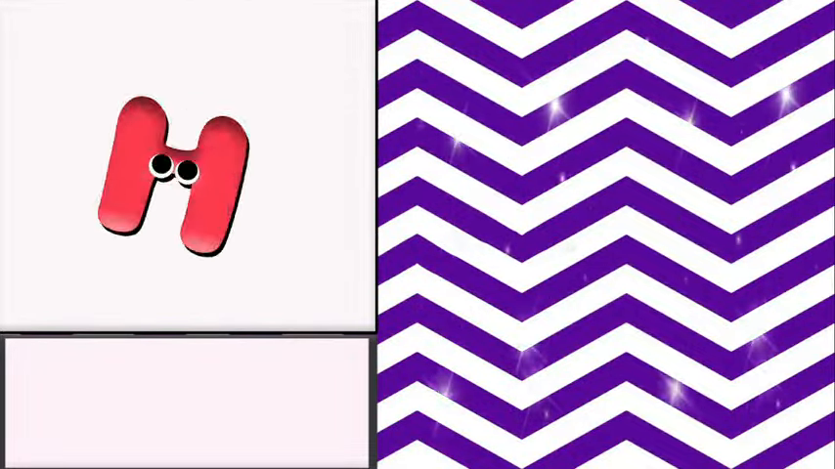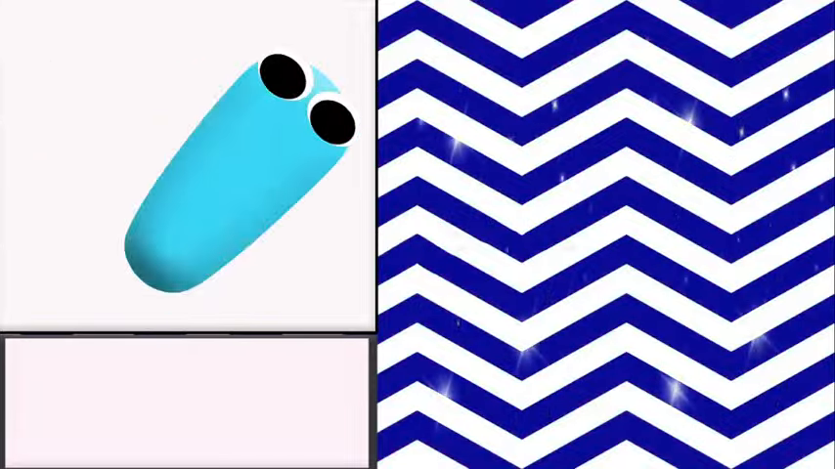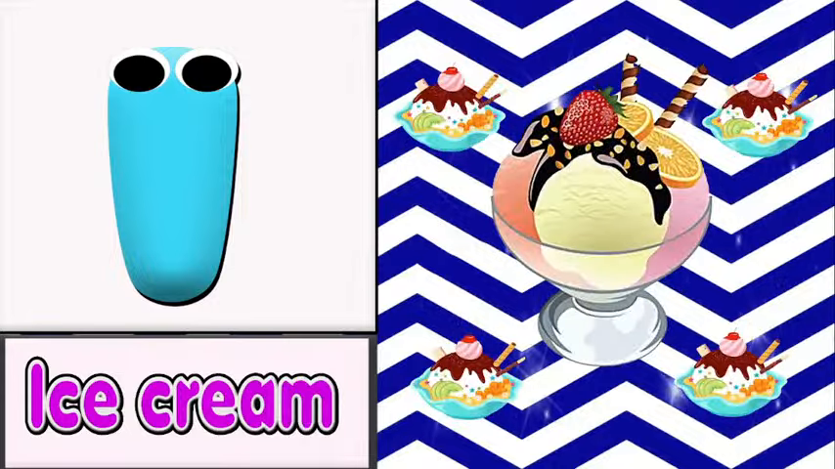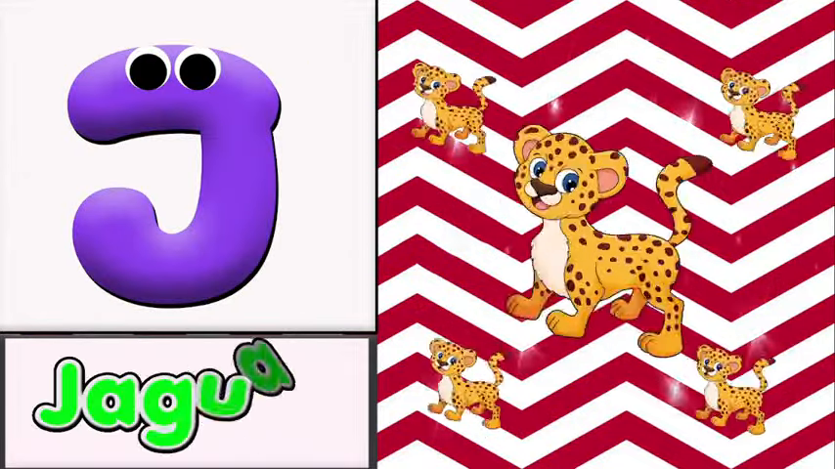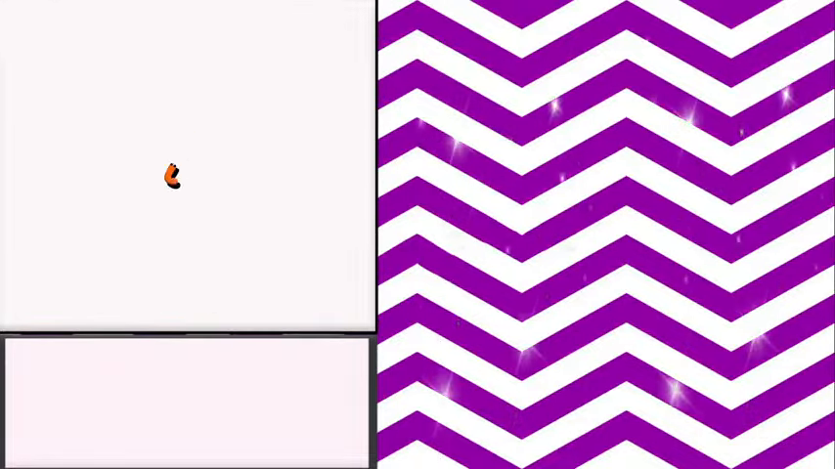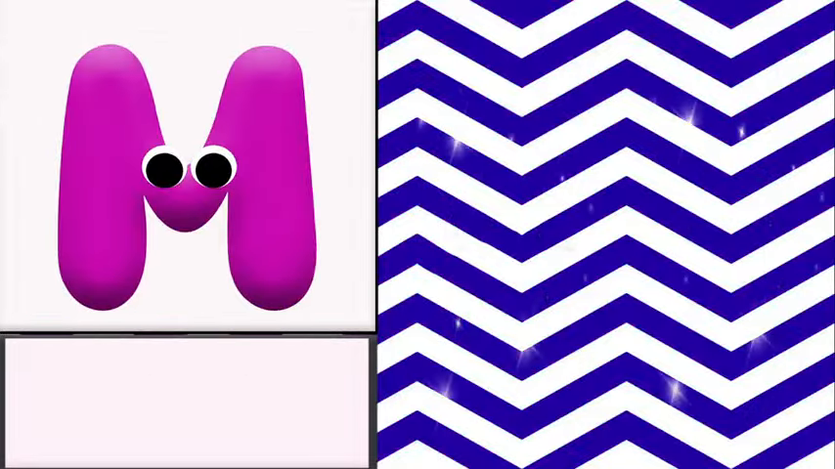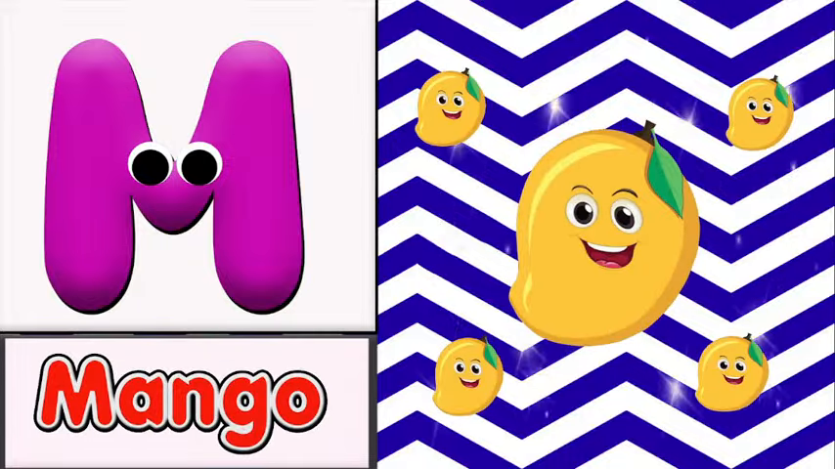H, H for horse, horse. I, I for ice cream, ice cream. J, J for jaguar, jaguar. K, K for kangaroo, kangaroo. L, L for lion, lion. M, M for mango, mango.